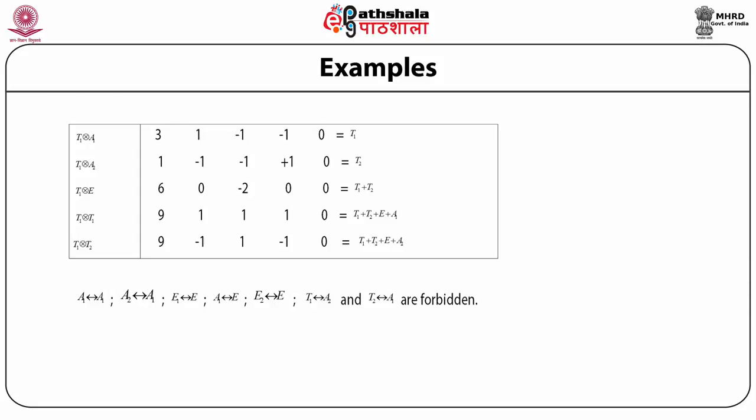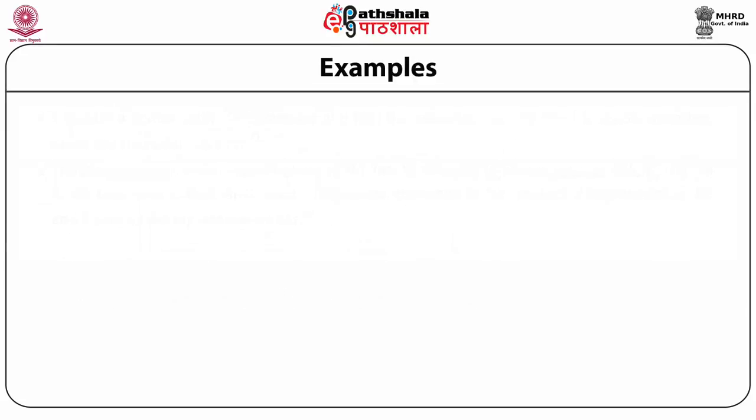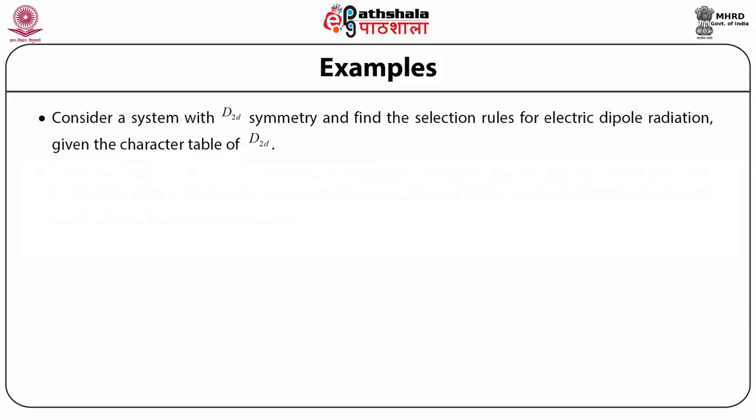So from this it's clear that the transitions from A1 to A1, A2 to A1, E to E, A1 to E, E to E, T1 to A2, and T2 to A1 are all forbidden. So you can see how powerful this method is to give you the selection rules. Now let us consider another example. In this example, we will consider a system with the symmetry D2d, and we'll try to find out the selection rules for electric dipole radiation.